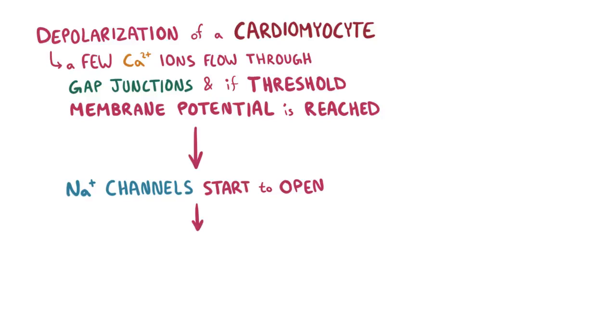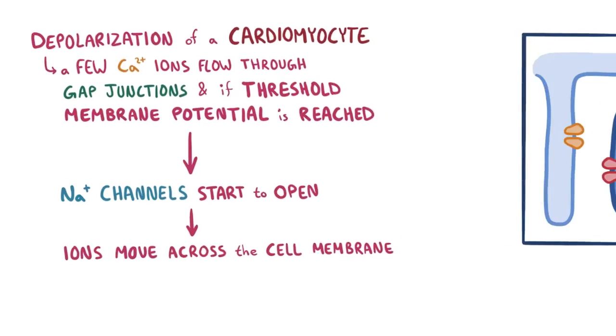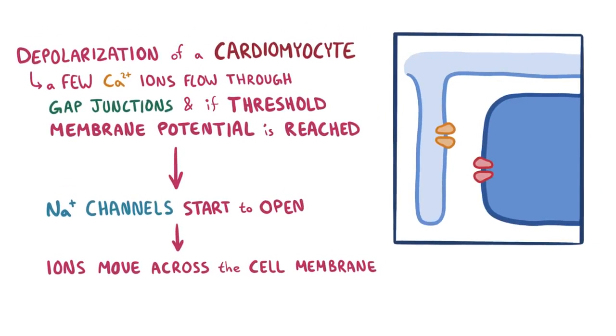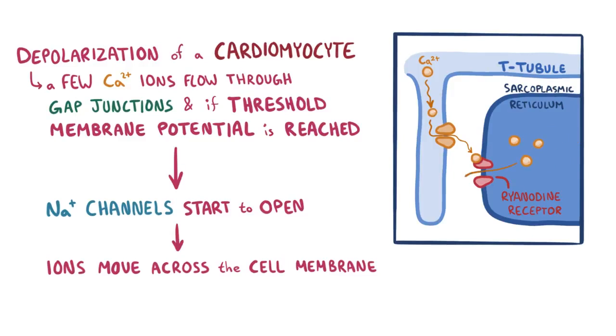If there's a depolarization, then ions start to move across the cell membrane, and that's where the T-tubules play a key role. During the part of the cardiomyocyte action potential when calcium ions flow into the cell, the presence of T-tubules helps bring calcium deep into the cell. Once this extracellular calcium gets inside, it binds to the ryanodine receptors on the sarcoplasmic reticulum, which releases even more calcium into the cell, a process called calcium-induced calcium release.